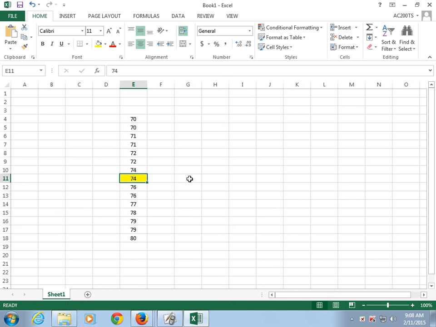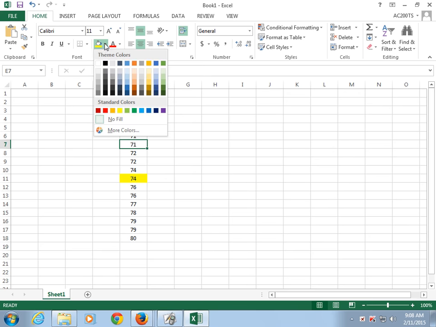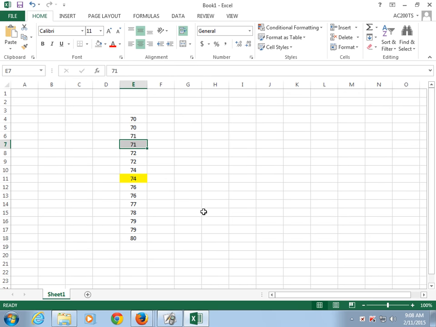Anyway, there's that. Now, let me ask you a question. How many numbers are above that 74? 1, 2, 3, 4, 5, 6, 7. Odd or even? There's the other percentile. And then how many are down here? 1, 2, 3, 4, 5, 6, 7. And there's the other percentile.